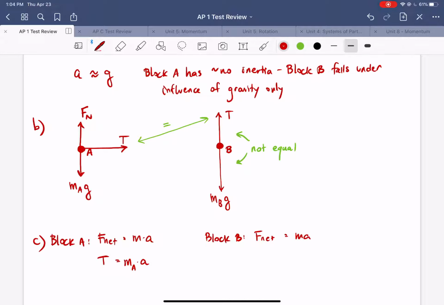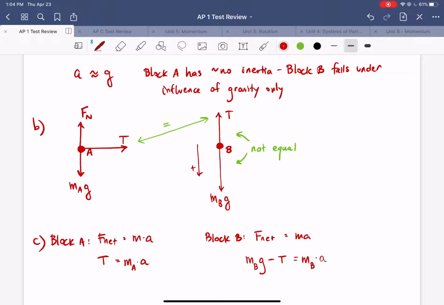In this case, let's be careful here. B is actually going to accelerate downward, so I'm going to treat that as my positive direction. So the net force is going to be the weight, m_B g, minus the tension in the string, and that's going to equal the mass of B times acceleration. The reason I'm doing it this way is that I want to be able to use the same a in both of these equations.